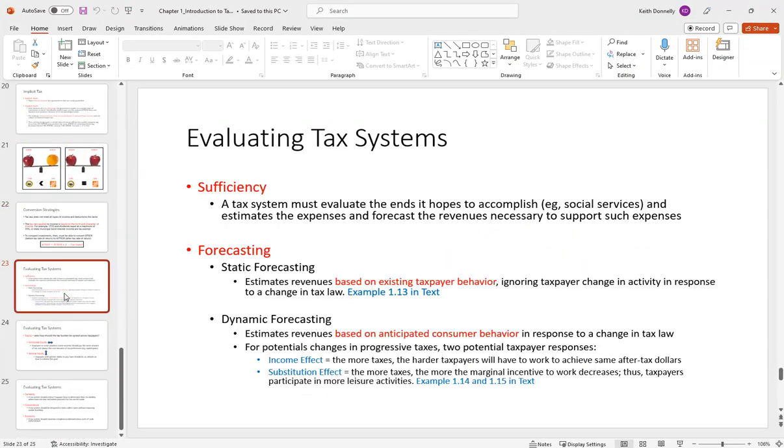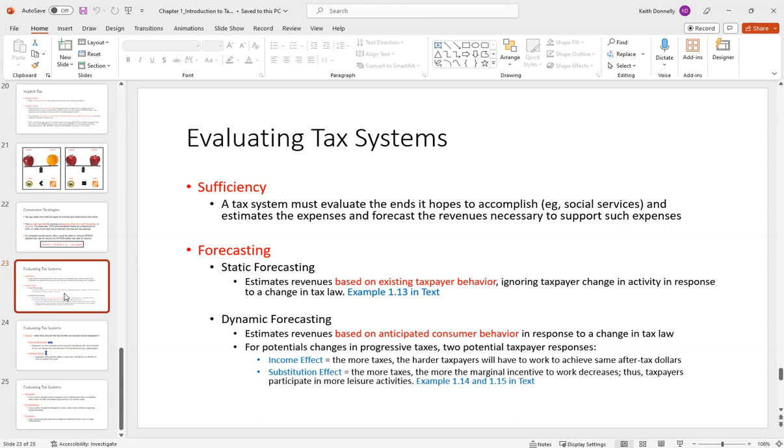Okay. A few other items here. So how do we evaluate a tax system? Well, sufficiency. Is it accomplishing what we're trying to do? If we want to raise a school and create a school, we have to raise X amount of funds. Are we doing that? In creating and raising those amount of funds, we're going to have to do some forecasting. And in this way, there are two types of forecasting: static versus dynamic forecasting. Static forecasting is really ignoring any change in user behavior. What I mean by this is we think things are going to be the same.